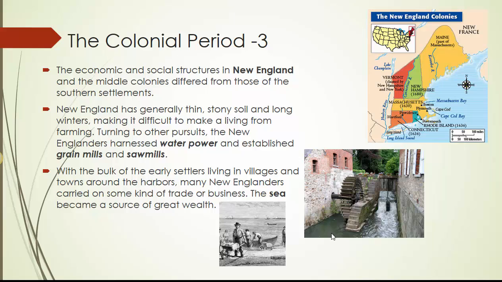Colonial period, slide 3. The economic and social structures in New England and the Middle Colonies differed from those of the Southern settlements. New England has generally thin, stony soil and long winters, making it difficult to make a living from farming. Turning to other pursuits, the New Englanders harnessed water power and established grain mills and sawmills.